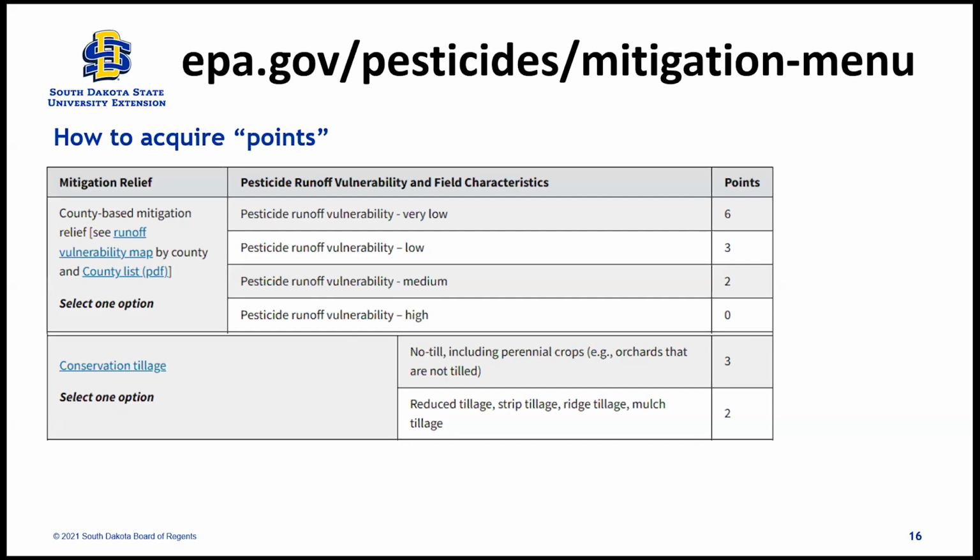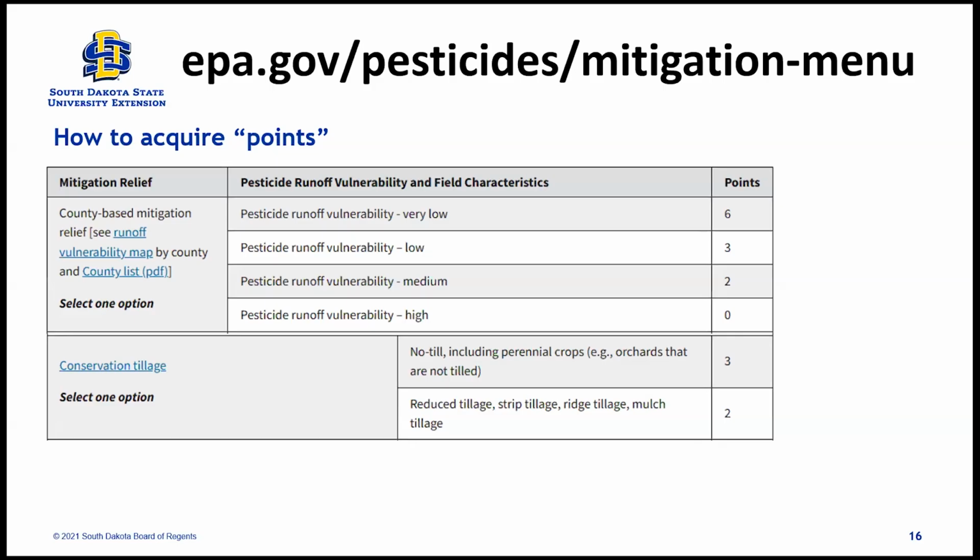So if you are farming in South Dakota, you show up, you set foot in that ground, you automatically get 2 points because the pesticide runoff vulnerability is at a medium classification. So the likelihood of runoff is a medium chance. So you're getting 2 points just by farming.